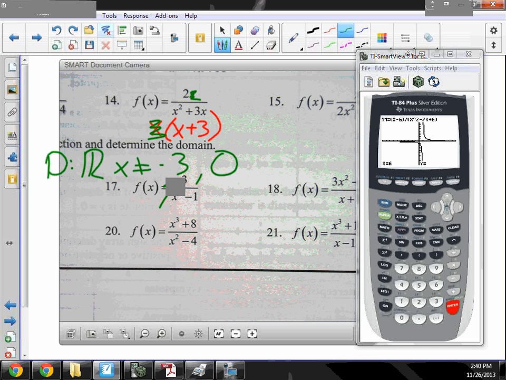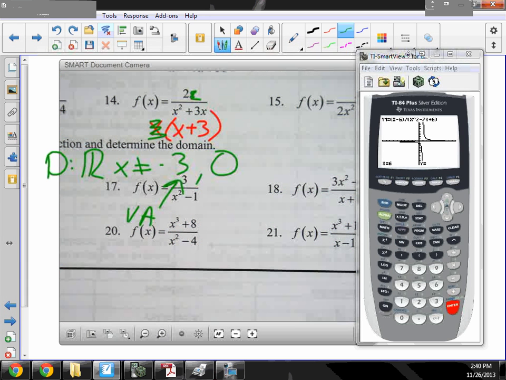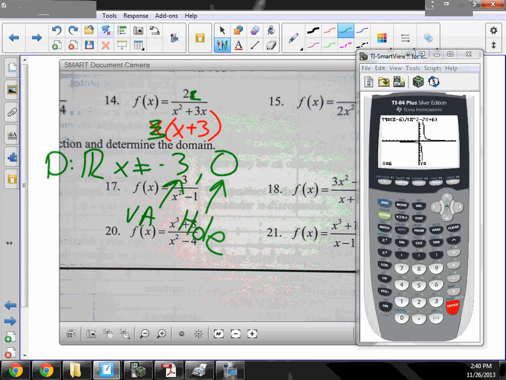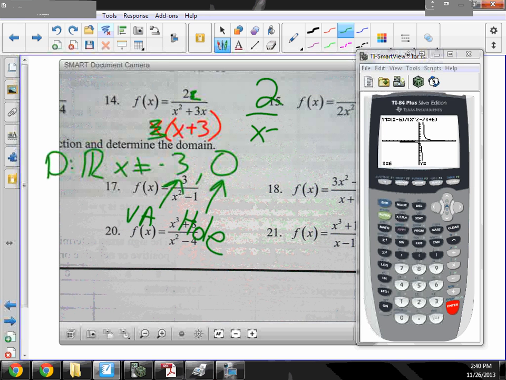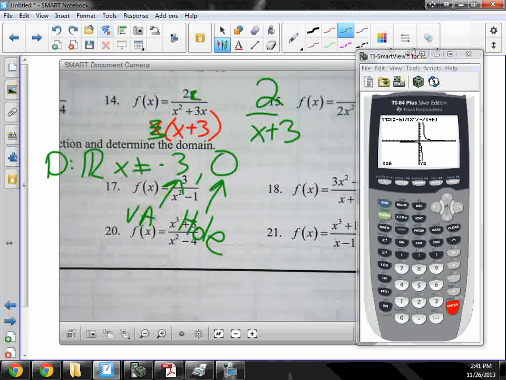Negative 3 is what type? Yeah, it's a vertical asymptote. And 0 would be a hole. So the original graph is exactly the same as the graph of 2 over x plus 3, except the original graph has a hole at 0. All right?